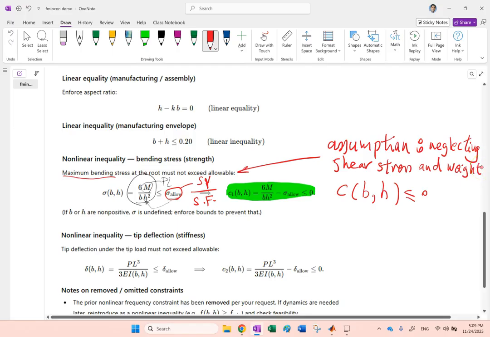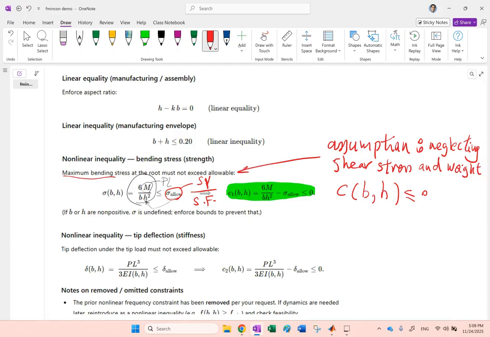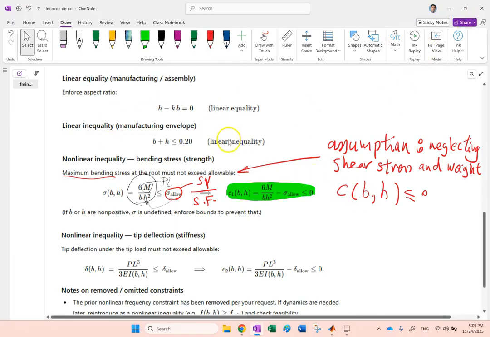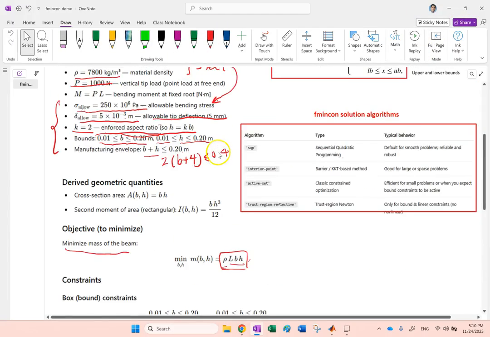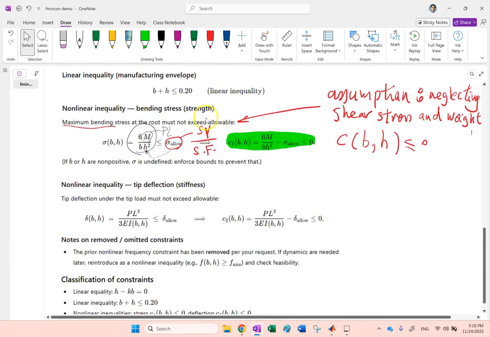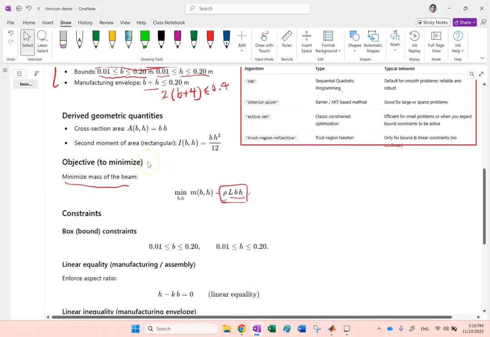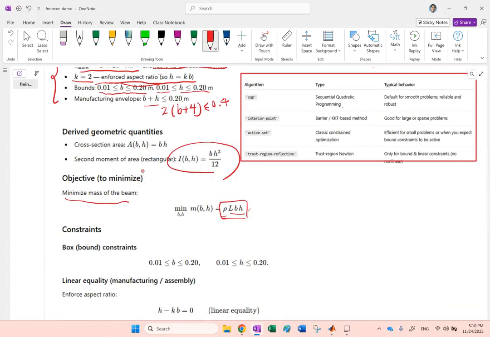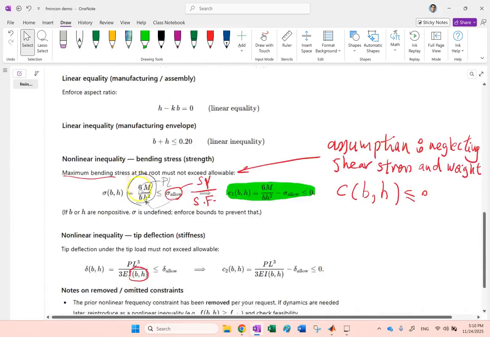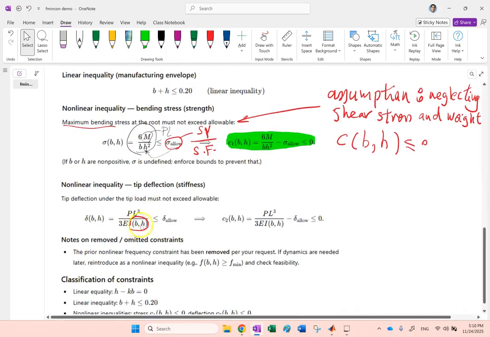Good. So that's your first constraint. What else? The next thing is the deflection at the tip should be no more than 5 mil. Remember the second one? And deflection of the beam from solid mechanics is also a function of the parameters of the beam. So it's PL cubed over 3EI, where I, if you remember, is BH cubed over 12, right? And so PL cubed over 3EI, where I, again, is a function of B and H.